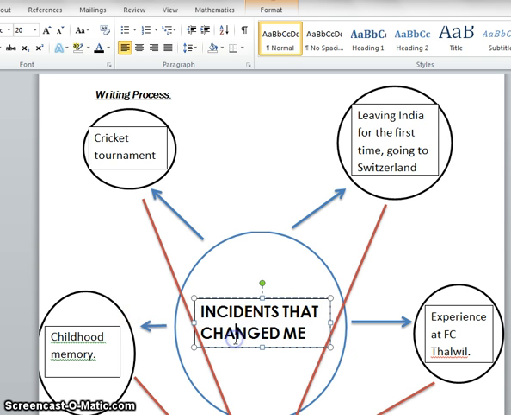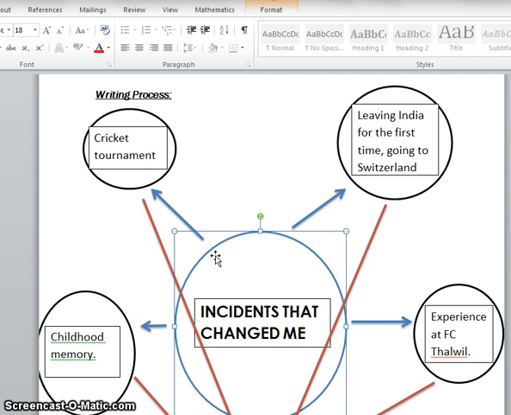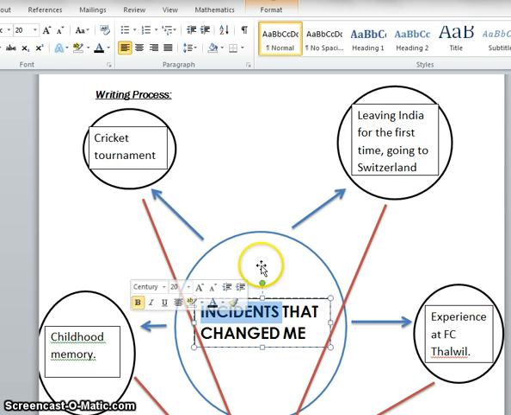So the incident that changed me. The writing process that I actually did was a visual mind map, and because I think I'm a visual learner, I really like to have visual things written down, which actually guide me to writing what I have to write for the writing material, or in this case an essay. And so this is exactly what I did.